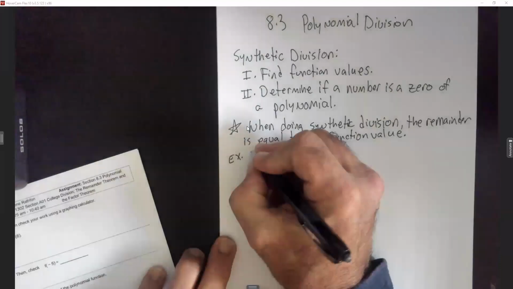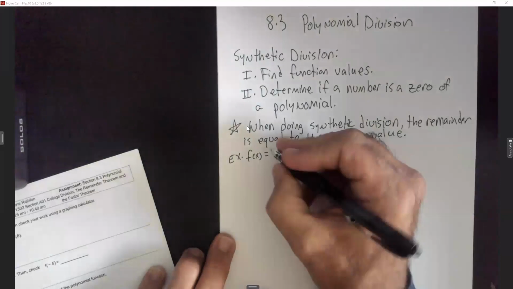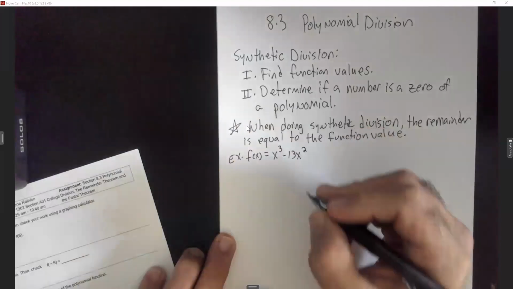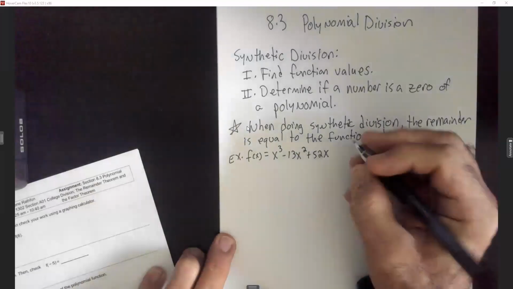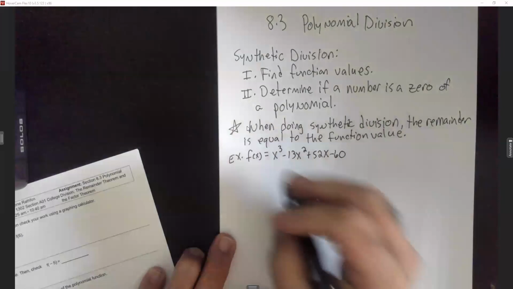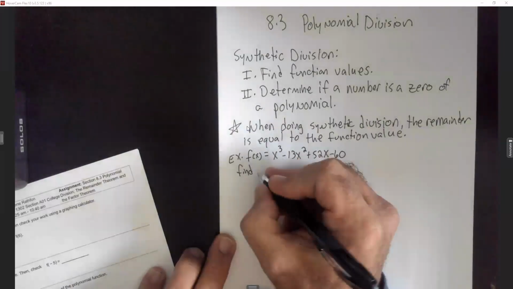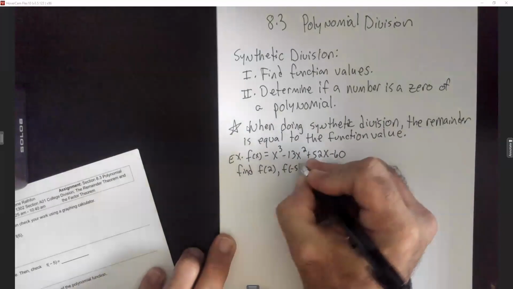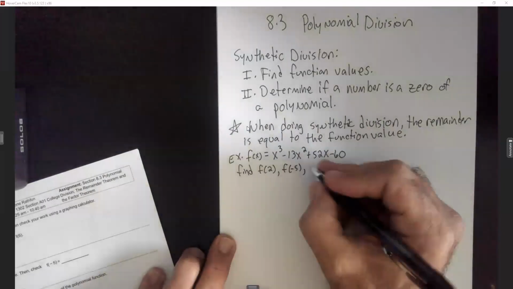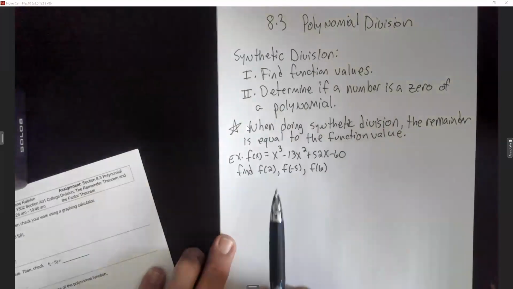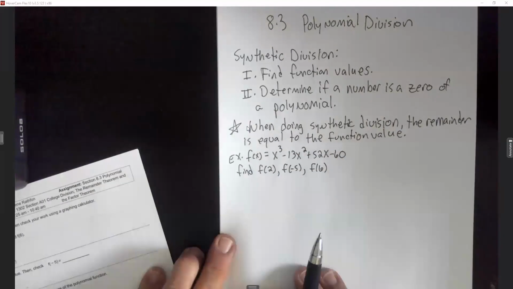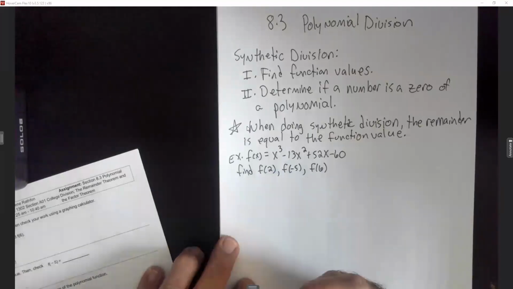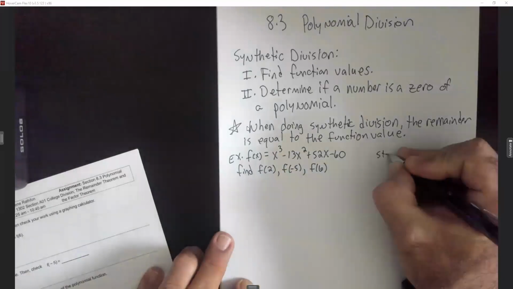So they're giving us f of x equals x to the third minus 13x squared plus 52x minus 60. They want us to find f of 2, f of negative 5, and f of 6. So what I'm going to do is start out by finding f of 2 using synthetic division. In the past, you would have took the 2 and replaced all the x's with it and came up with an answer that way. Alrighty, so steps for synthetic division.